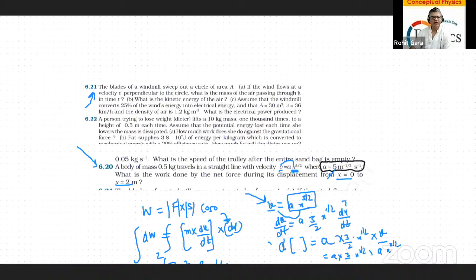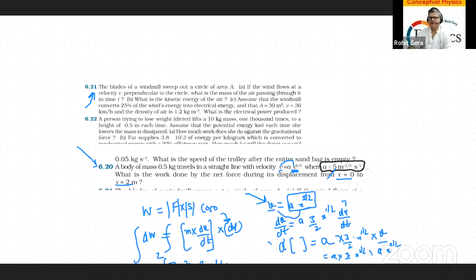The blade of a windmill sweeps out a circle of area A. Okay, so we know the radius. Therefore, if the blade sweeps an area A, we know the radius of the blade. So let's say there is only one blade, and we are focusing there. Something strikes it, it rotates and comes back to the same position.